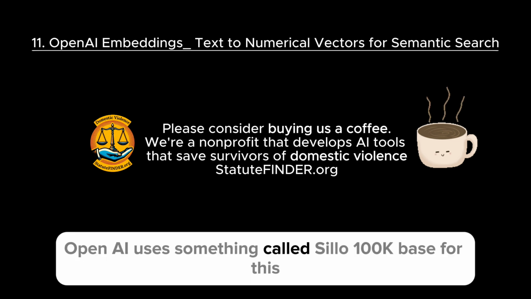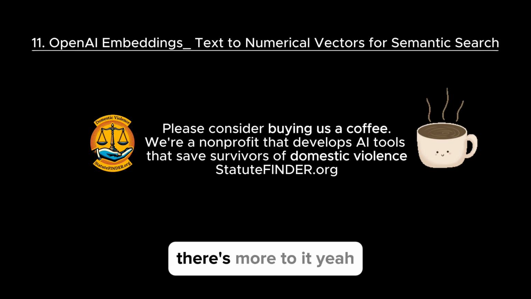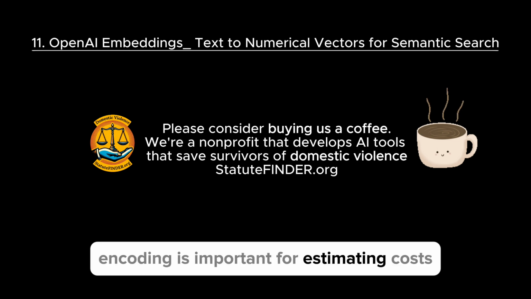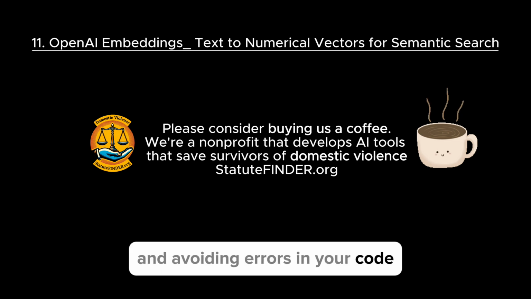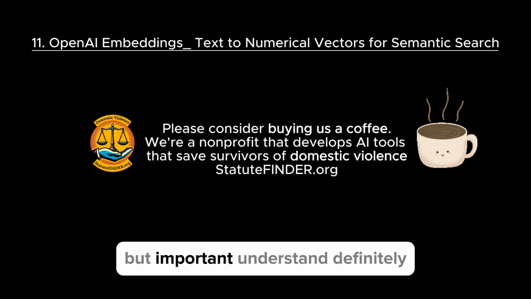OpenAI uses something called cl100k_base for this. So it's not just separating by spaces, there's more to it. Yeah, the cl100k_base encoding is important for estimating costs and avoiding errors in your code. So another layer of complexity, but important to understand.